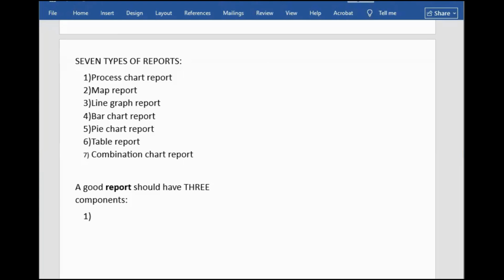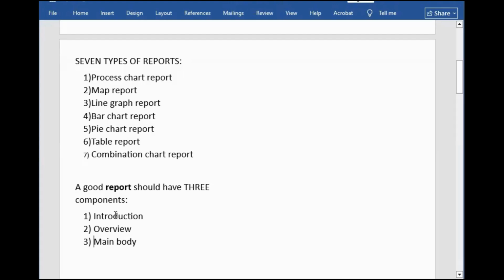Thank you very much. Introduction. That's the first thing. The second thing is overview. And the third thing is main body. Okay? The introduction, the overview, and the main body. These are the 3 components of a good task 1 report.